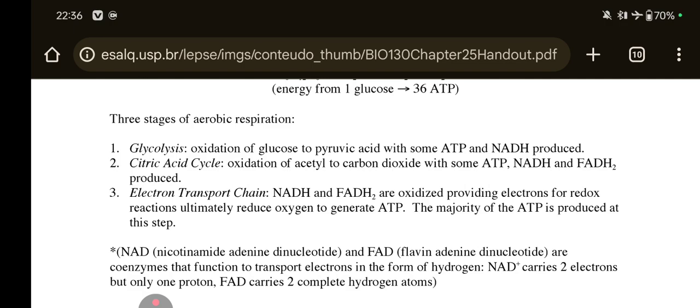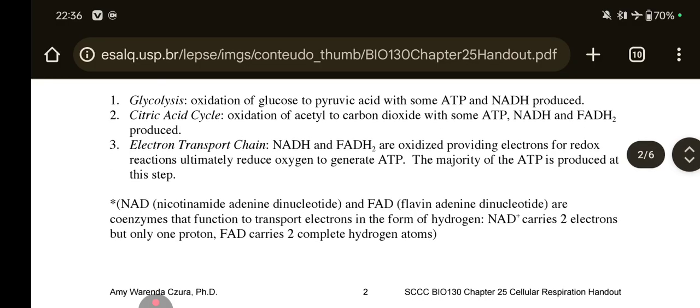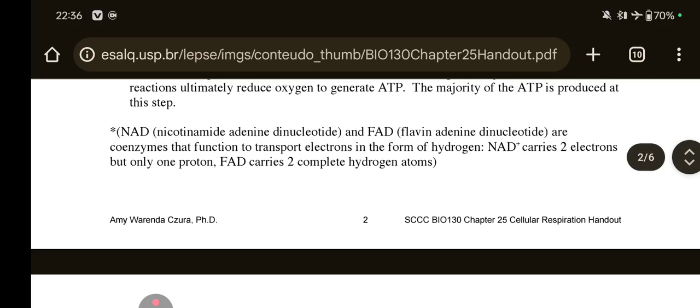1. Glycolysis. Oxidation of glucose to pyruvic acid with some ATP and NADH produced. 2. Citric acid cycle. Oxidation of acetyl to carbon dioxide with some ATP, NADH and FADH2 produced. 3. Electron transport chain. NADH and FADH2 are oxidized, providing electrons for redox reactions, ultimately reducing oxygen to generate ATP. The majority of the ATP is produced at this step.